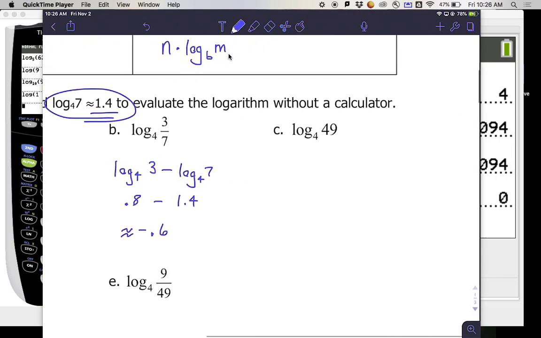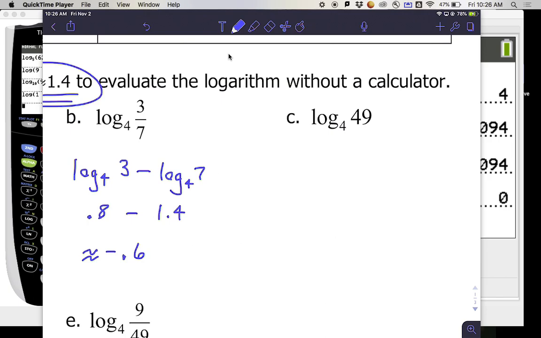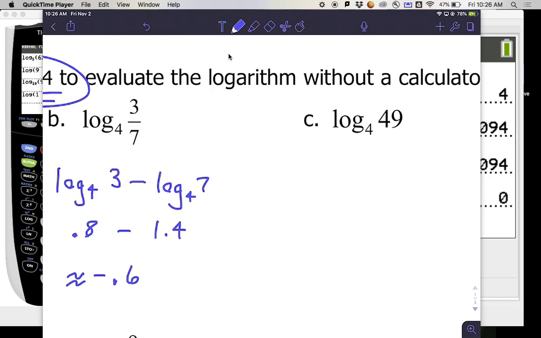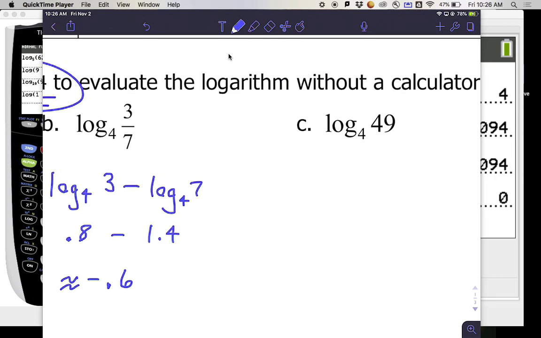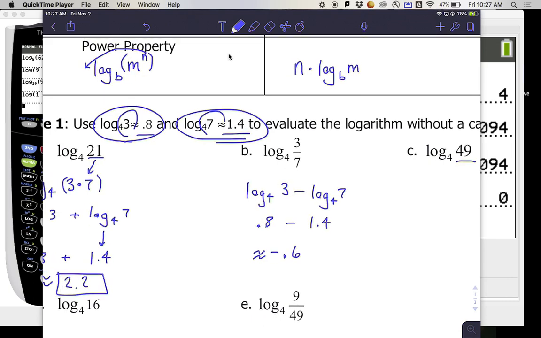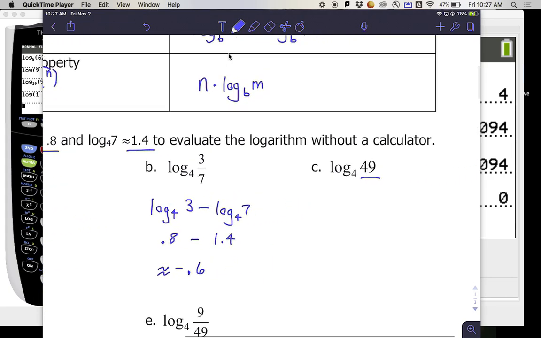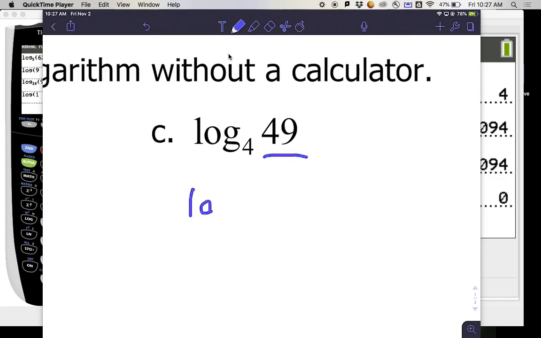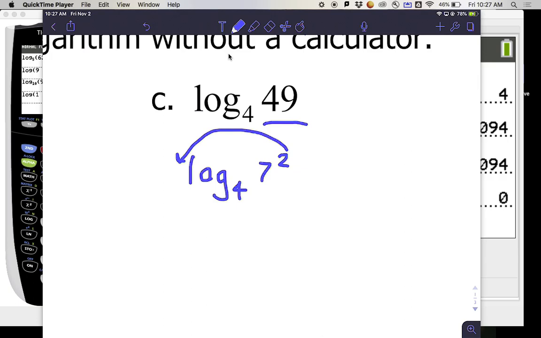Okay. Next example, you've got log base 4 of 49. Actually with this one, we can't really do 3 times 7. That's not going to get us our answer. But you can do two things. You can either say it's 7 times 7, or you can say it's 7 squared, which is the approach I'm going to do here. So I'm going to write log base 4 of 49 as log base 4 of 7 squared. And then with this exponent, I'm going to bring it out in front. So this is 2 times log base 4 of 7.